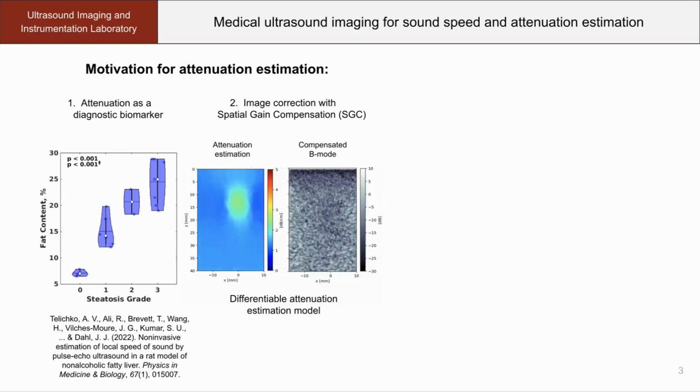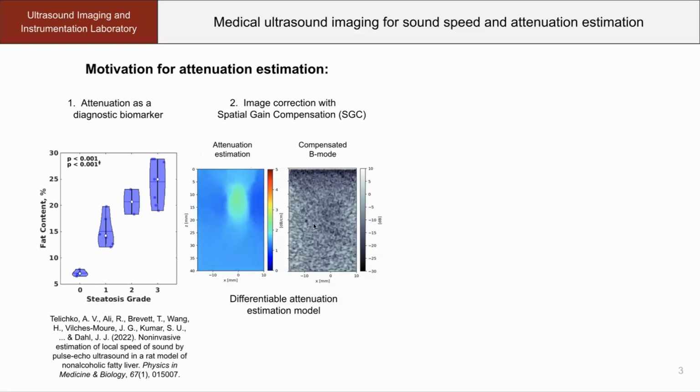We can also use attenuation estimation. In this work, we present image correction with spatial gain compensation, or SGC. The idea of SGC is that we have some attenuation estimation in a distributed manner. So in a field of view, we have a localized attenuation estimation, and we can use this attenuation estimation to compensate a B-mode iteratively.